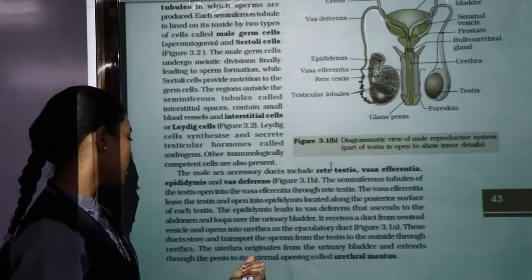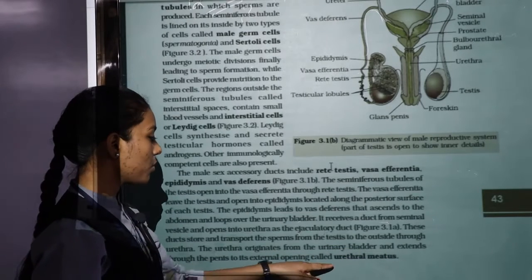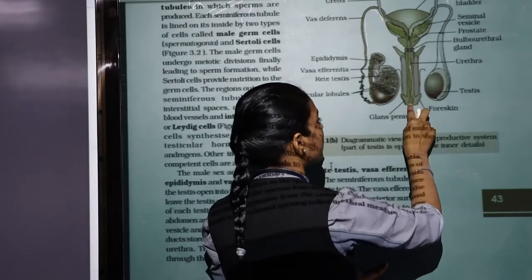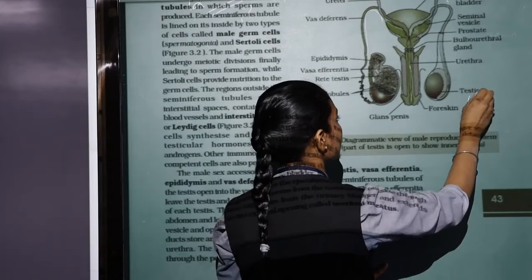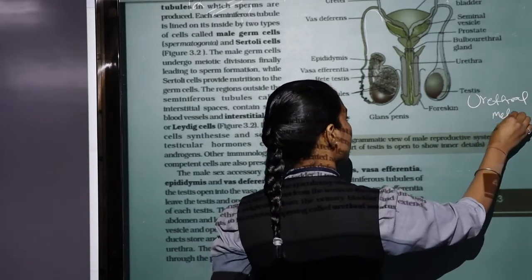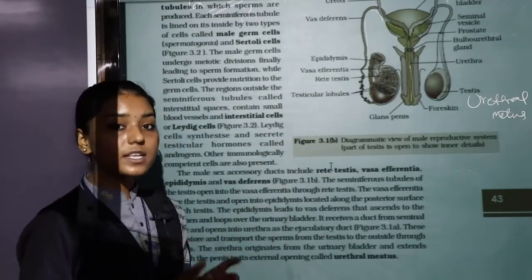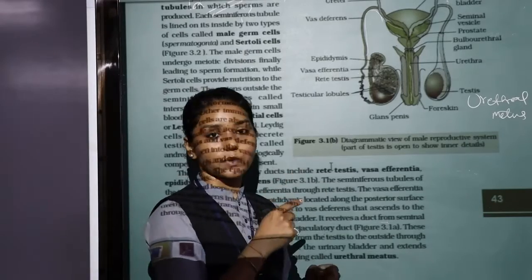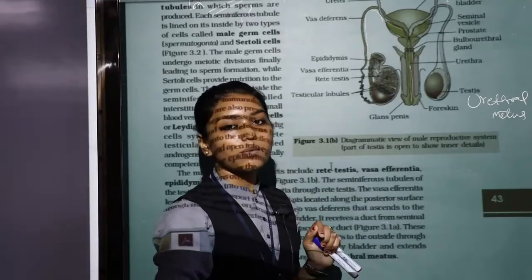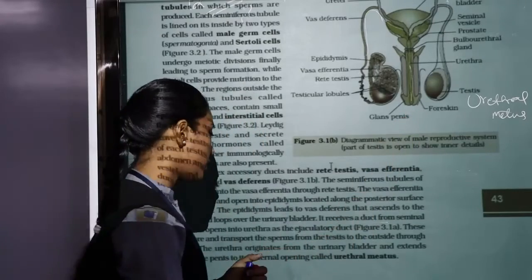Next, the urethra originates from the urinary bladder and extends through the penis, and its external opening is called the urethral meatus. This part here is called the urethral meatus. I hope you are clear with this. The main function of the accessory duct is what? To carry the sperm. The sperms are carried and reach the urethra and finally the opening known as the urethral meatus. I hope you are clear with this.